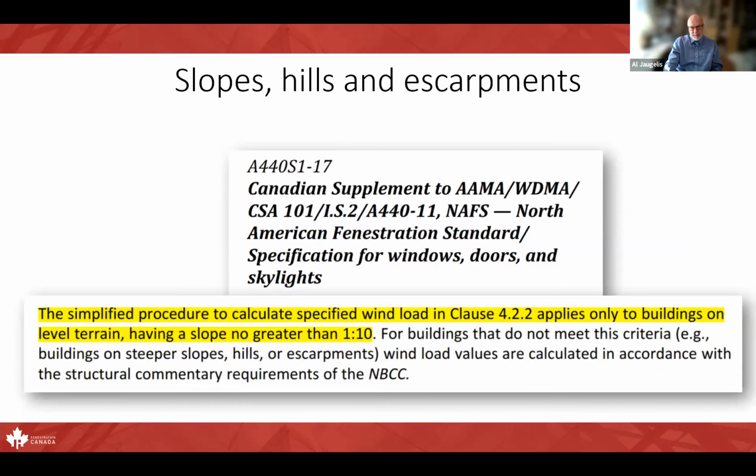So the Canadian supplement itself tells us that the simplified procedure used to calculate the specified wind load applies only to buildings on level terrain having a slope no greater than 1 in 10.